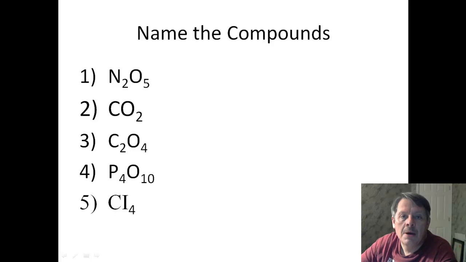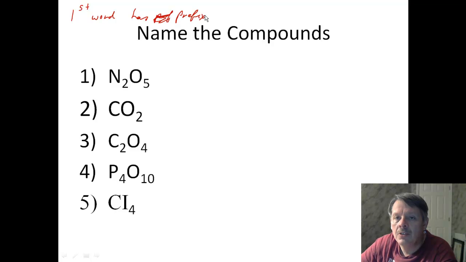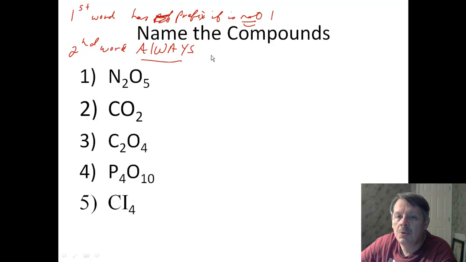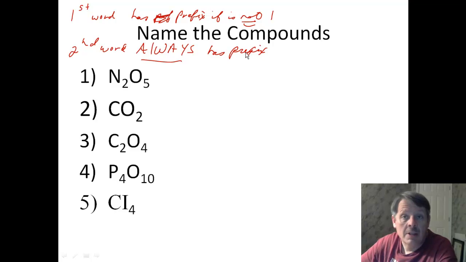You have a couple of rules to worry about. You have to make sure that when you're naming, the first word has a prefix, P-R-E-F-I-X, if it is not 1. And the second word, and this is critical, always has a prefix. Always, always, always. That's one way that you can tell it's a covalent compound if you look at the name. All right, so we'll talk about that later.